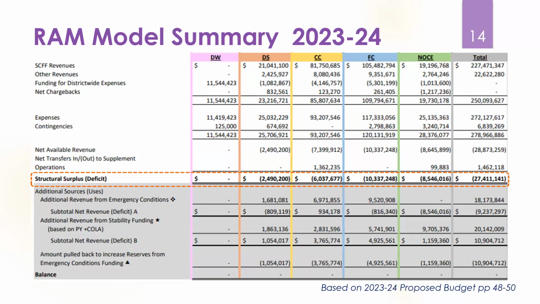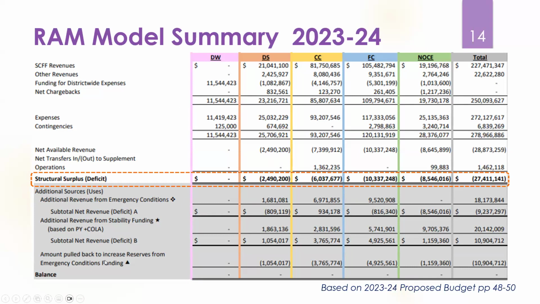This is in the budget book. It is a summary of the 2023-24, so the current year resource allocation model. And I've highlighted this little section down here because it separates out sort of ongoing activity from one-time activity.